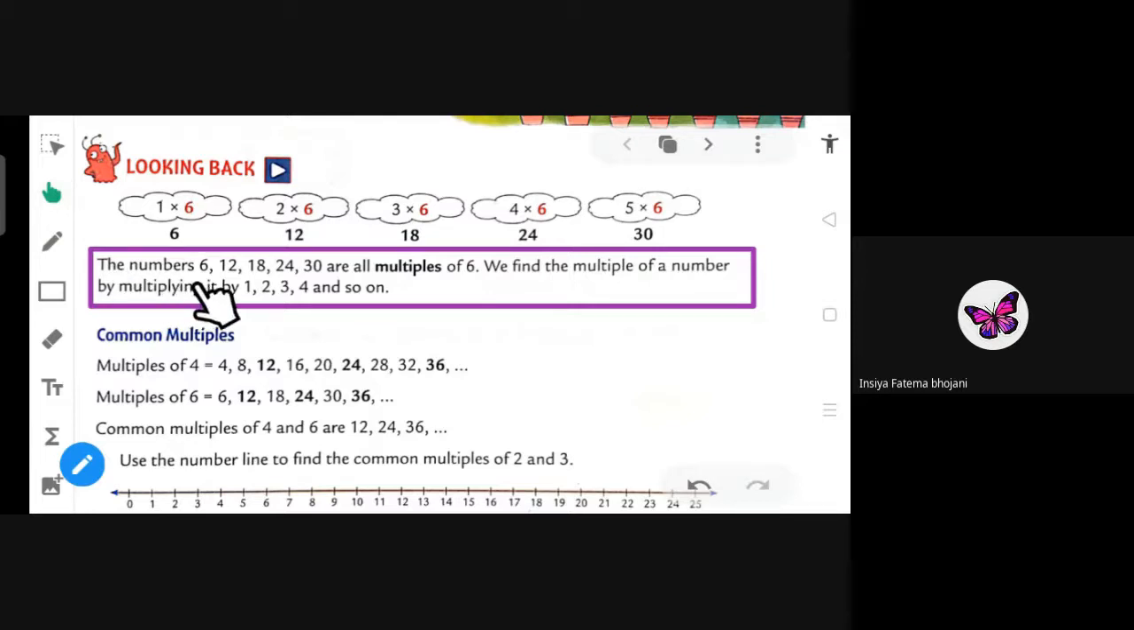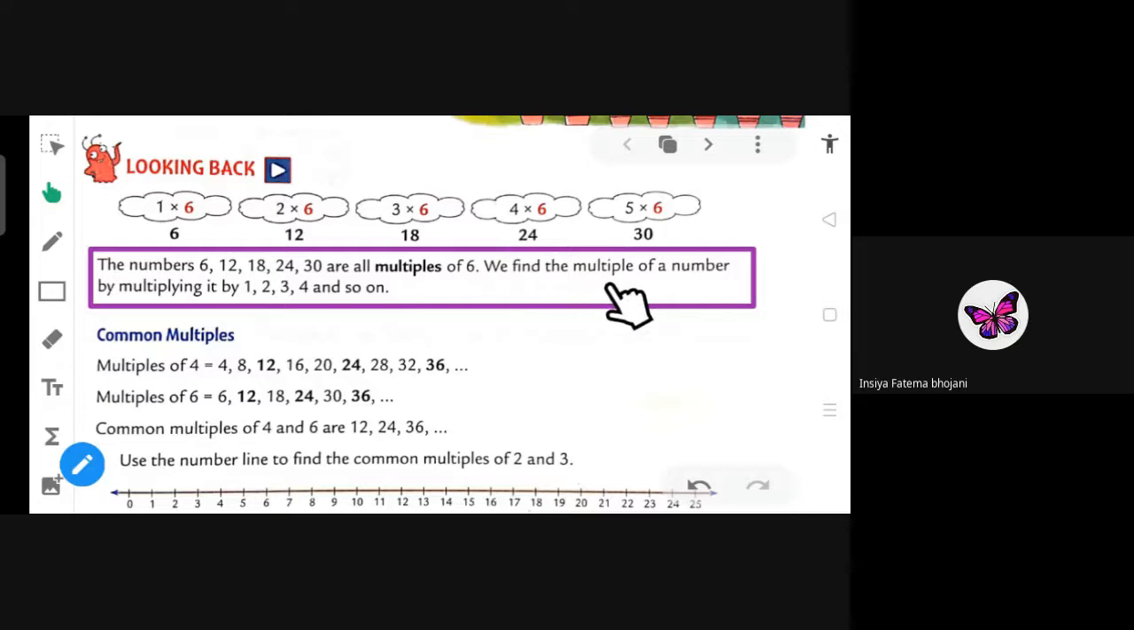The numbers 6, 12, 18, 24 and 30 are what you get after multiplying, as a result or as a product. So these are the multiples of 6. What you get as a result, those are the multiples. But of which number? Which is the common one? 6. So these are multiples of 6.